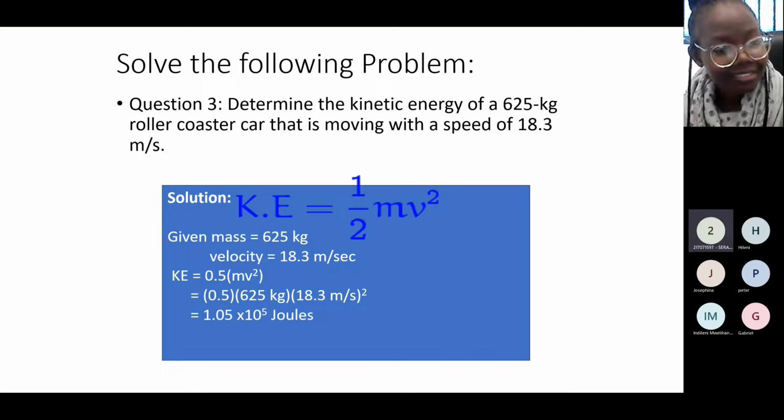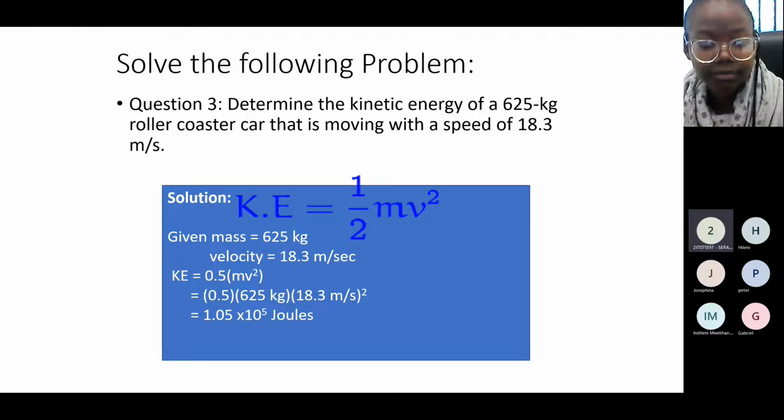Determine the kinetic energy of a 625 kg roller coaster car that is moving with a speed of 18.3 meters per second.